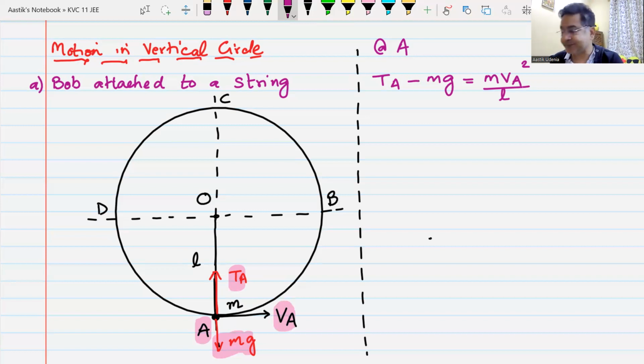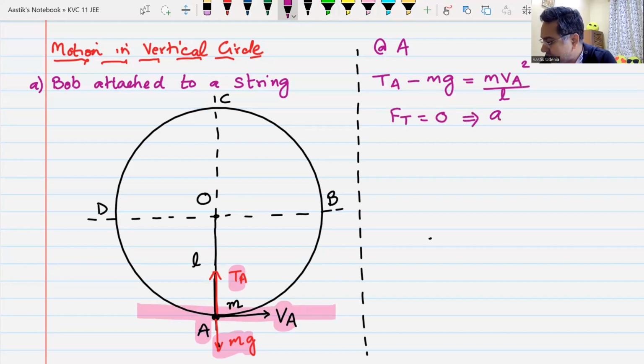Tangent. So in the tangential direction, this is the tangential direction. Do you see any force acting in the tangential direction? No. So there is no tangential force. So I can write tangential force is 0, which implies tangential acceleration at this point is 0.